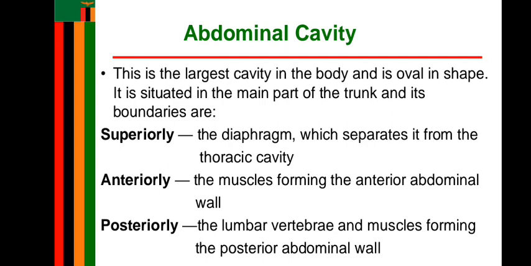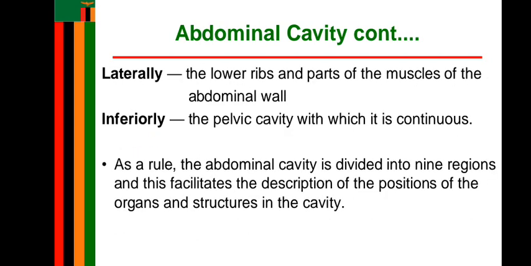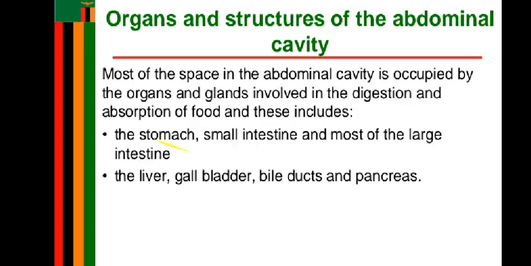On the posterior, the dorsal part, the muscles that we find there include latissimus dorsi and other muscles that are found on the dorsal part of the body. Then laterally, we have part of the muscles of the abdominal wall. Then inferiorly, you have the pelvic cavity, with which it is continuous. Okay. Then the abdomen is divided into 9 regions, and this facilitates the description of the position of the organs and structures in the cavity. So we are going to look at these 9 regions and how the abdomen forms what we call quadrants.